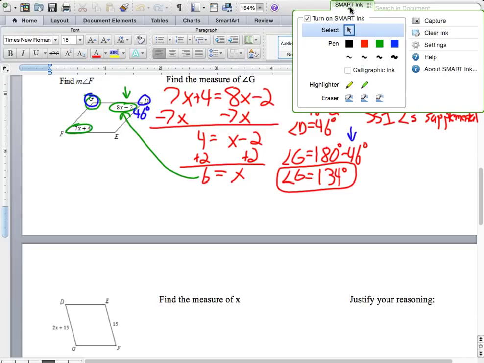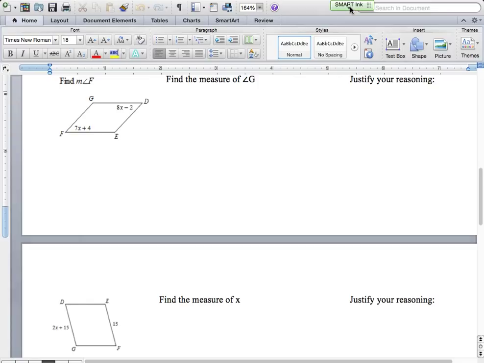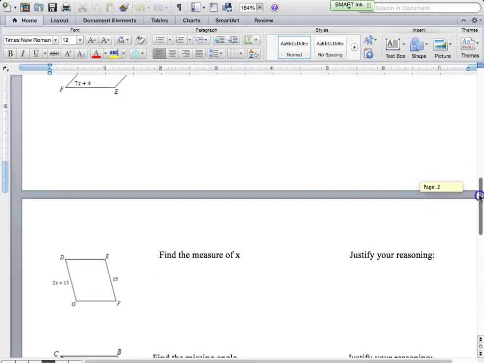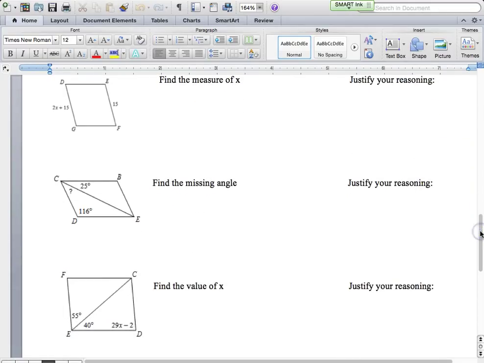Just a couple more left. I know you guys are sad about that. I'm sure you're really wishing we could just continue with math all day long and do problem after problem after problem.